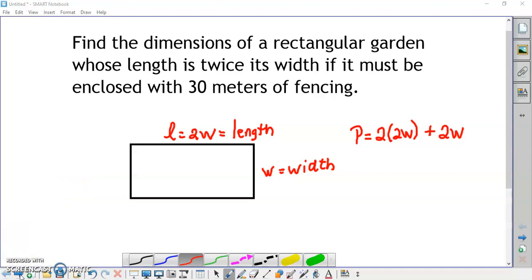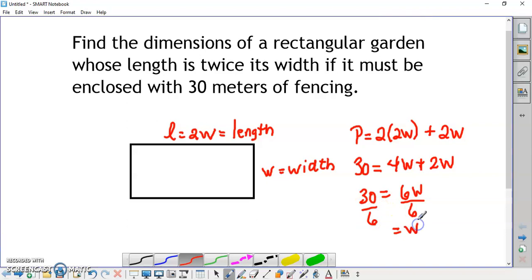The perimeter is 30 meters because that's how much fencing I have. The equation for perimeter for this problem is 30 equals 4W plus 2W. Simplifying, we get 30 is equal to 6W. If we solve for W, we get W is equal to 5.